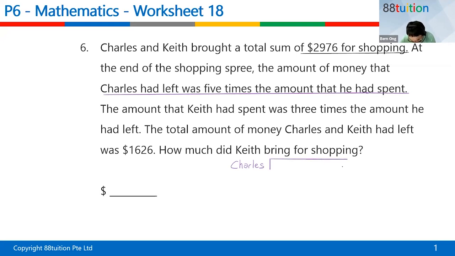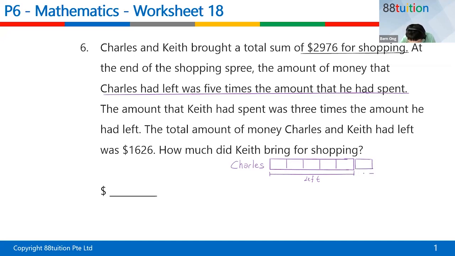So 5 times means what? Basically, I draw 5 units first. 1, 2, 3, 4, 5. So this is 5 times what? The amount that he had spent. So this part is what he has left. This part that is left was 5 times the amount that he had spent. So he had actually spent another 1 unit down here. Can you see? So he actually only spent 1 unit.